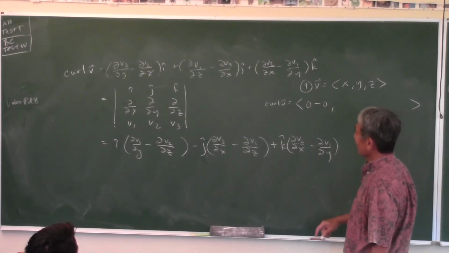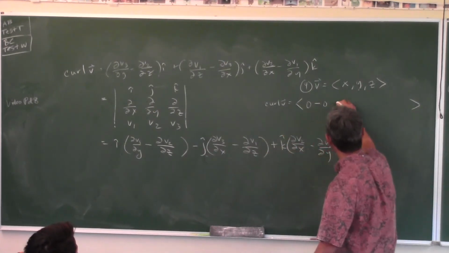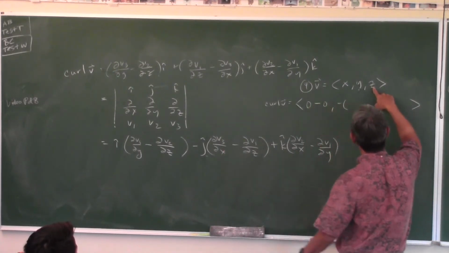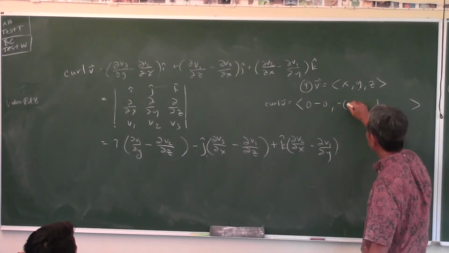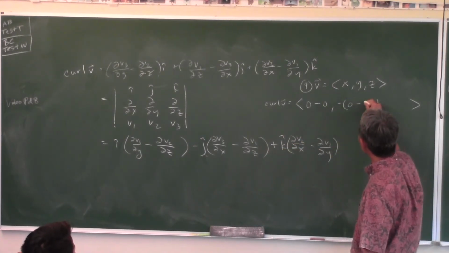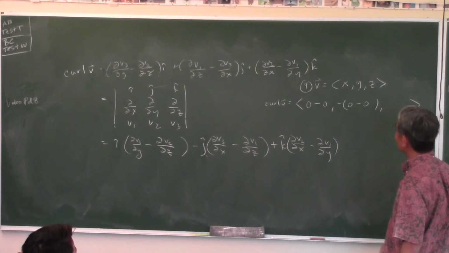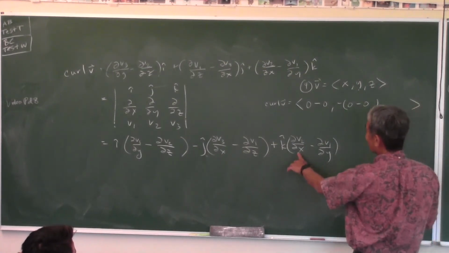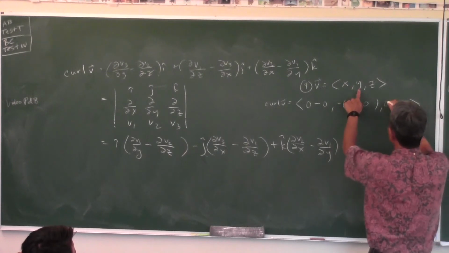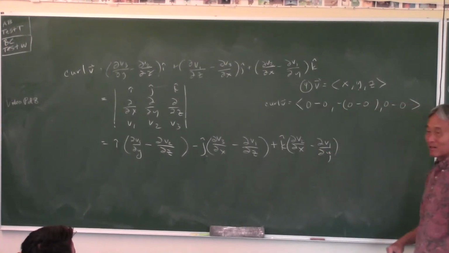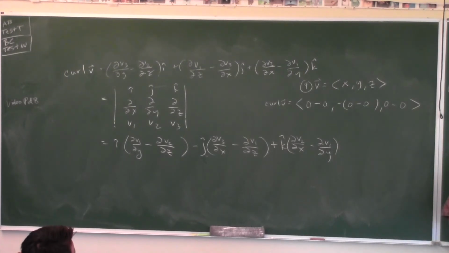And then it's going to be negative, if you want to put the negative there, the partial of v3 with respect to x, 0, minus the partial of v1 with respect to z, 0. And then this one is going to be the partial of v2 with respect to x, minus the partial of v1 with respect to y. So it's 0, 0, 0, that's the curl. So there's no rotational forces.